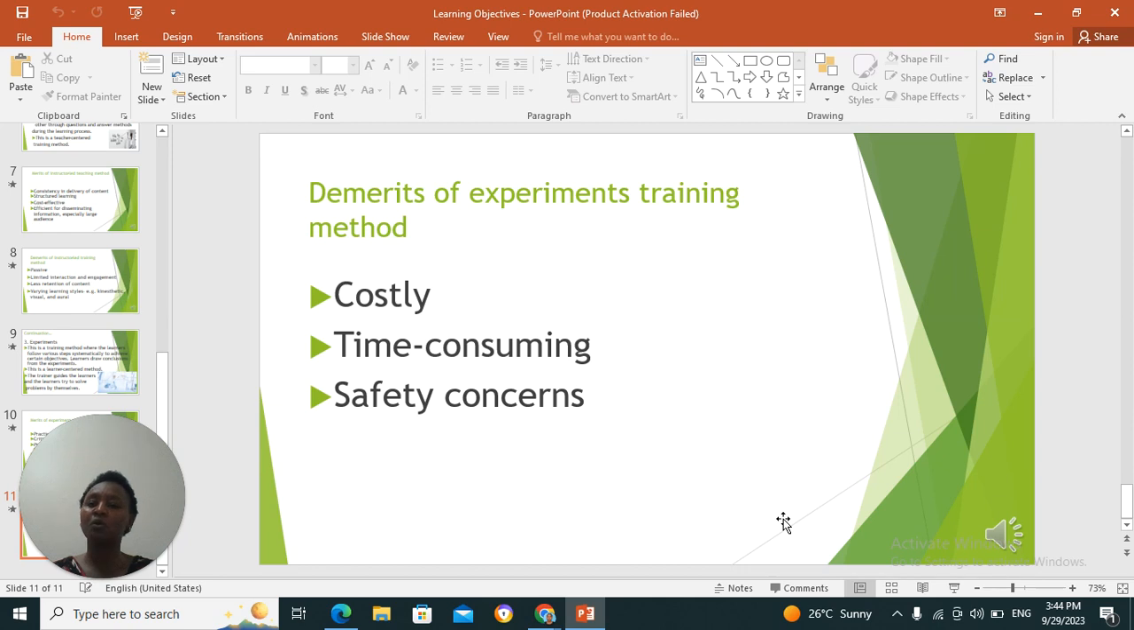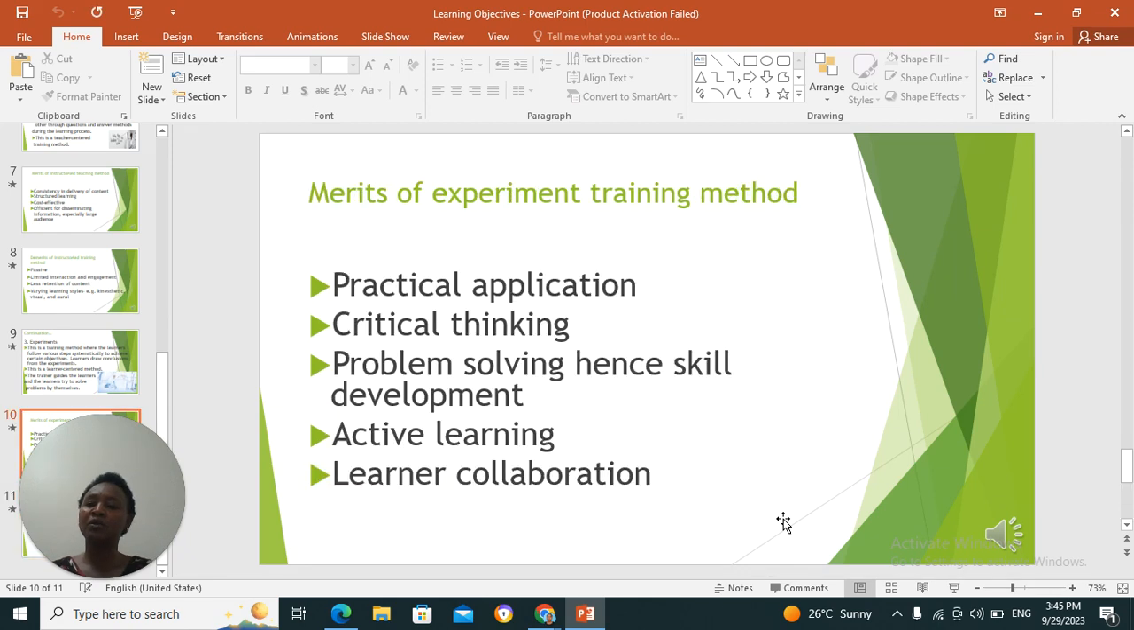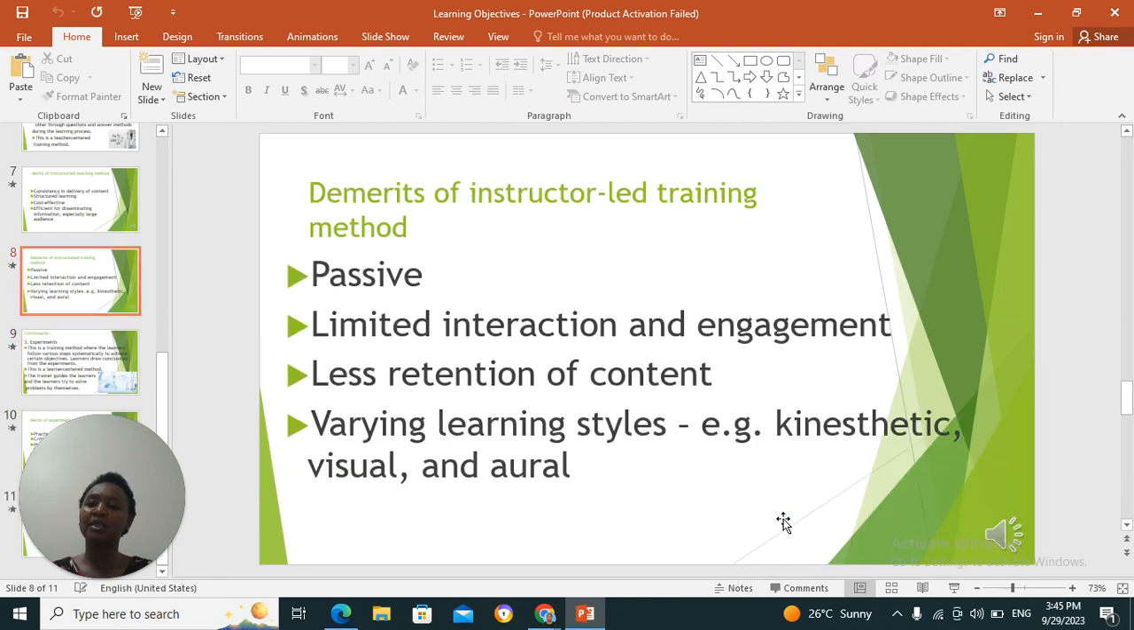There could also be safety concerns. For example, if you leave the learners with chemicals to mix, it's not going to be a good way. It can cause harm. Some learners can be harmed while they are trying to experiment. So those are some of the training methods that can be used out there.